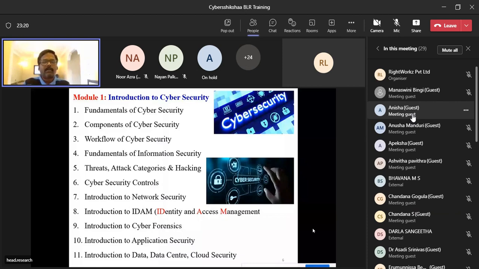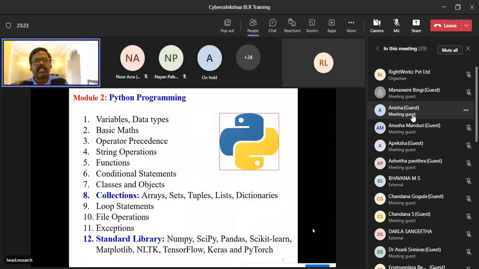In Python programming, I am going to demonstrate variables, data types, basic mathematics operations, operator precedence, string operations, functions, conditional statements, classes and objects, Python collections like arrays, sets, tuples, lists, dictionaries, loop statements, file operations, exceptions, followed by the standard libraries NumPy, SciPy, Pandas, Scikit-learn, Matplotlib, NLTK, Natural Language Toolkit, TensorFlow, Keras and PyTorch, followed by computer networks.